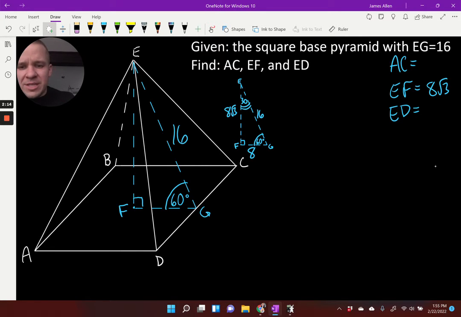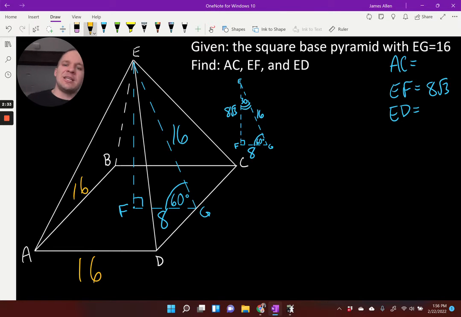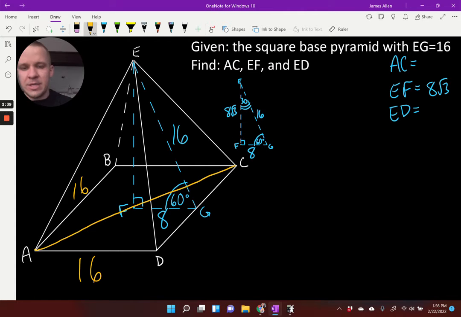Well, I know FG is 8. I can just toss that down there with a marker. And actually, that will be helpful. GF, that's halfway across, right? Because F is at the center of that square base. So all the way across would be 16. In other words, my side lengths are 16 and 16. Now, AC is the diagonal of that base. It runs right through F all the way over to C.